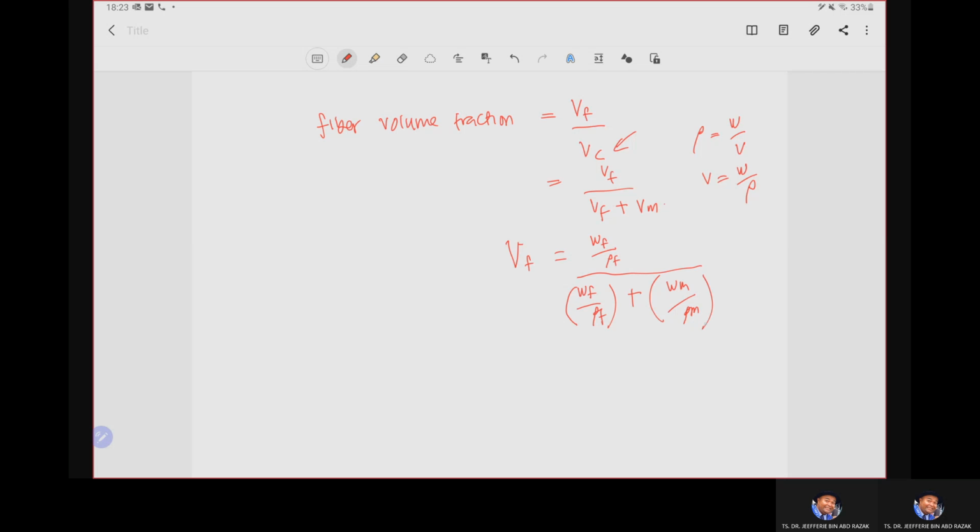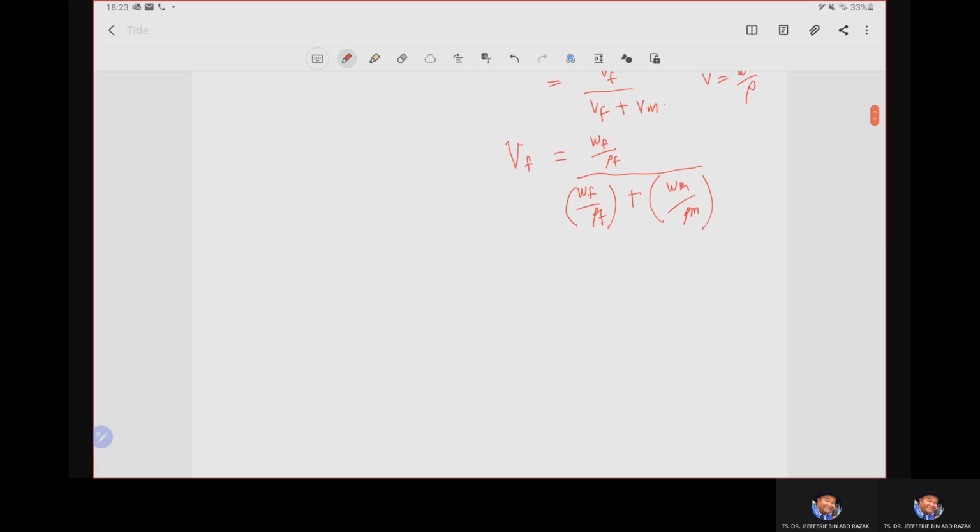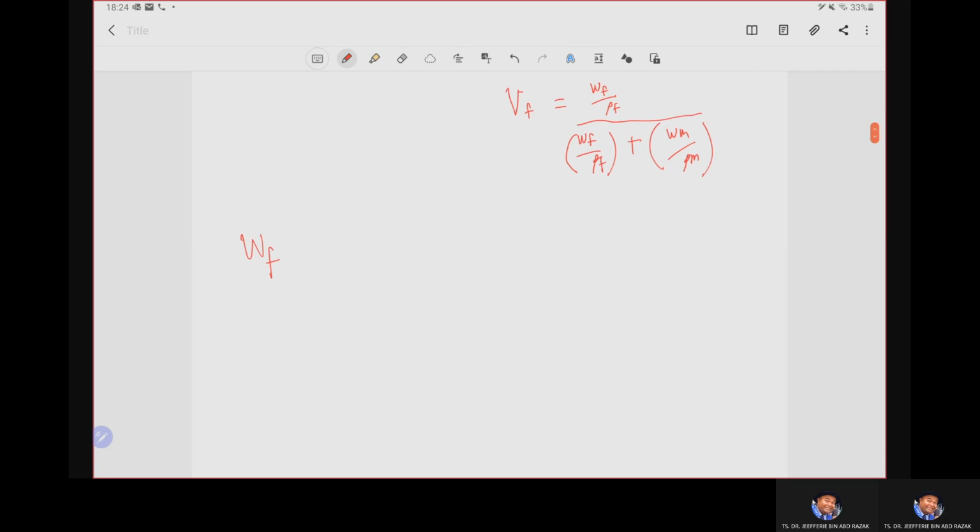Great. Now, to derive the fiber weight fraction, WF, the other equation at the bottom right, maybe we can start from here, with the density equation, rho.